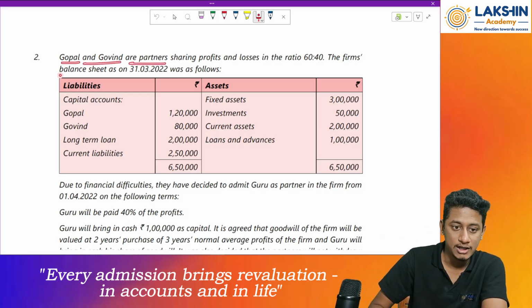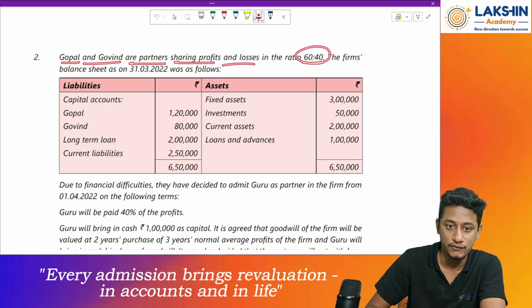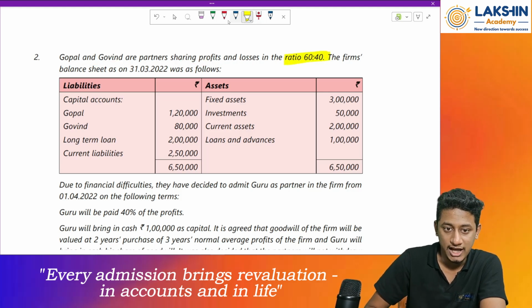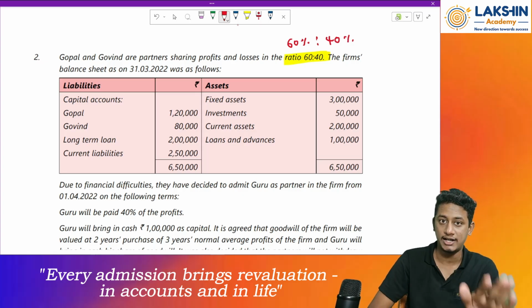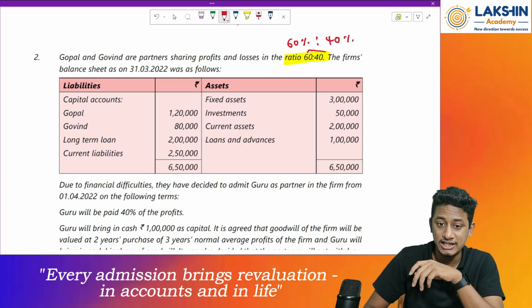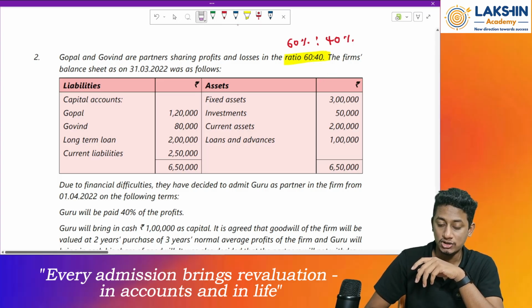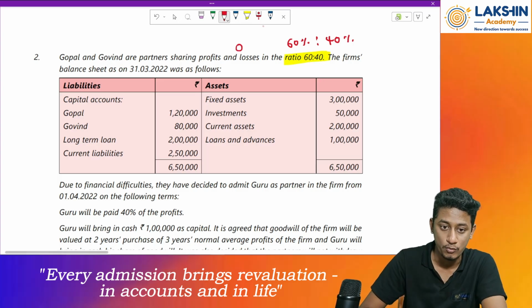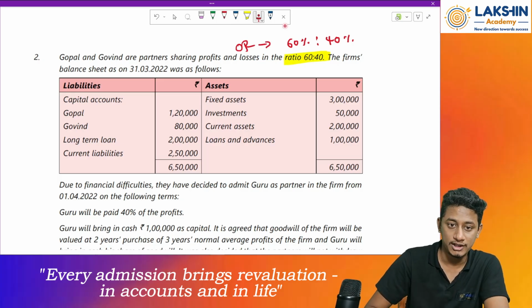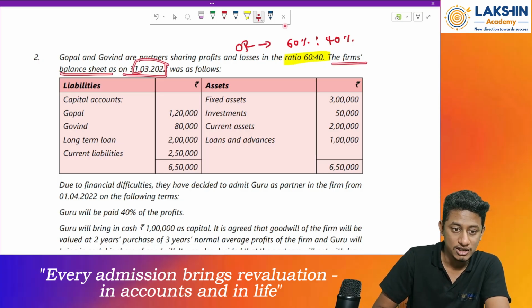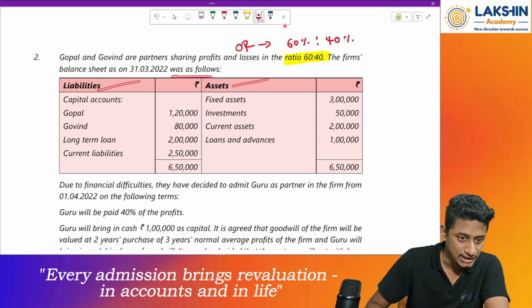So look at the question. Gopal and Govind are partners sharing profit and losses in the ratio of 60:40. See, I can take this as 60% and 40% also. If you want, you can take it as 60% and 40%. Why? Because these both add up to 100, right? Because of that, you can take it as 60% and 40% also. So this is my old ratio. Then the firm's balance sheet as on 1st March 2022 was as follows. So liabilities are given, assets are given. Nothing abnormal items given over here.